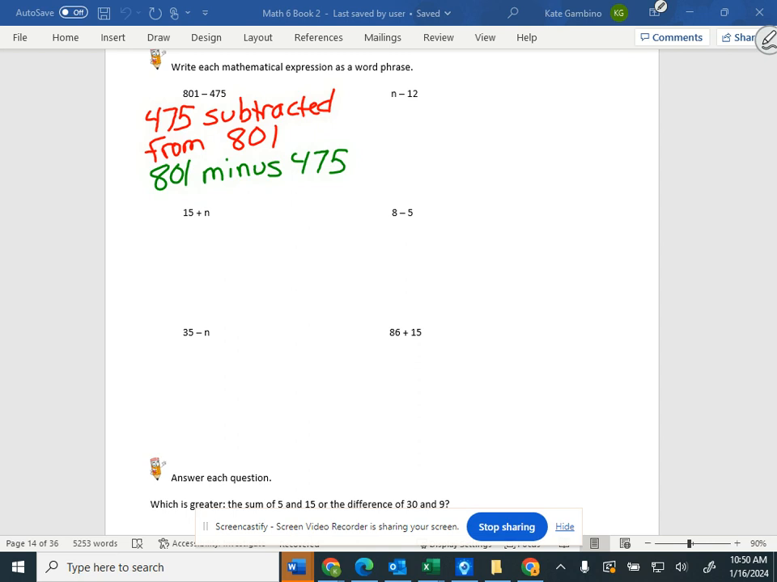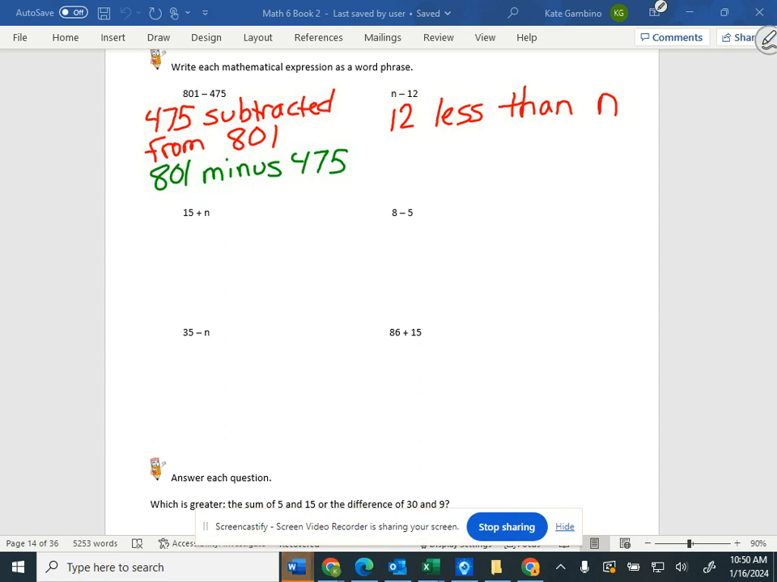Remember, less than is like subtracted from. Those two, we have to flip it. So if we want to use less than, we would say 12 less than n. So if it's less than or subtracted from, we have to flip it backwards. What's another way we could say this?